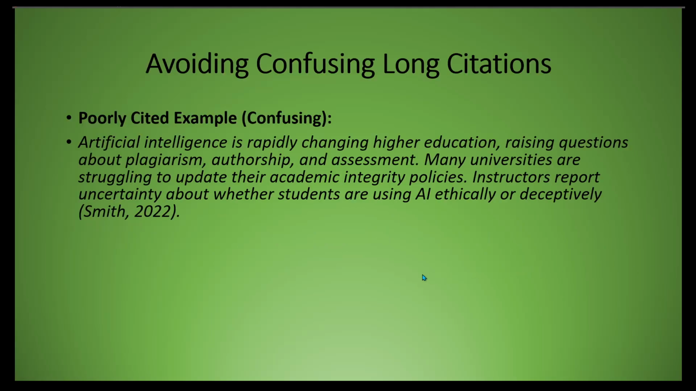So we're going to start with a confusing example. And here: Artificial intelligence is rapidly changing higher education, raising questions about plagiarism, authorship, and assessment. Many universities are struggling to update their academic integrity policies. Instructors report uncertainty about whether students are using AI ethically or deceptively. So, what is confusing about this? Well, first of all, there are 3 sentences here. Which ones came from Smith?